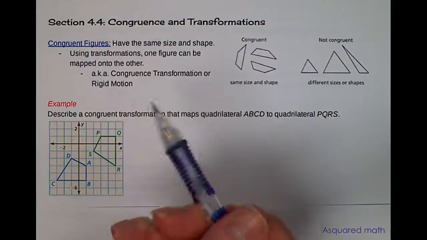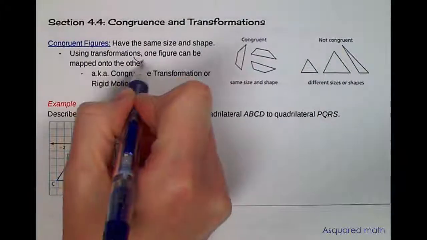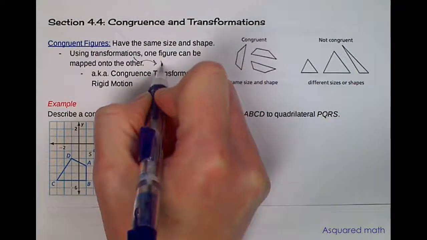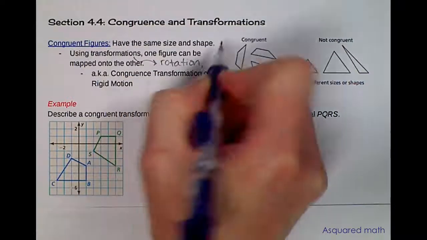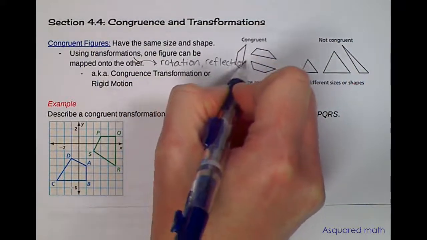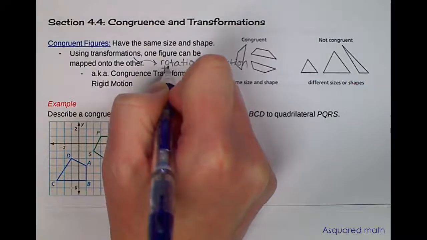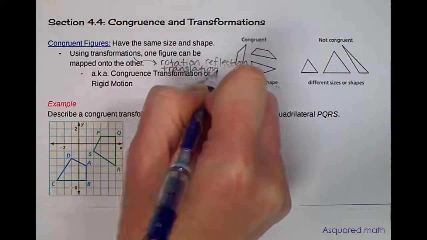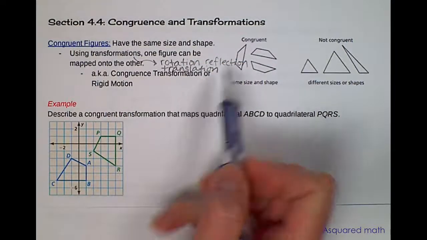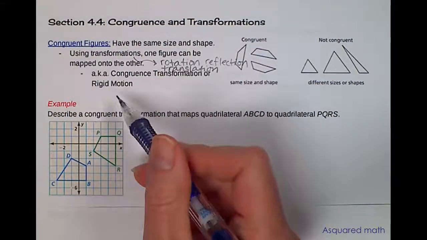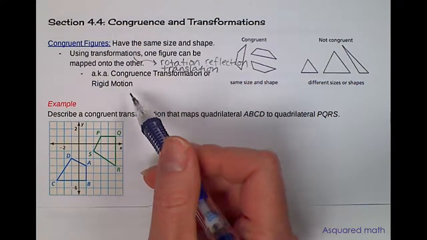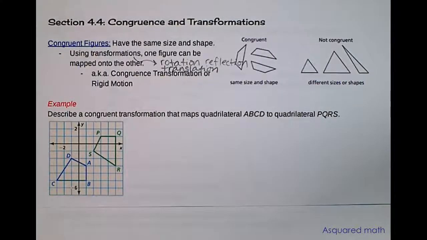And if you recall, a transformation is a rotation, a reflection, or a translation. Congruent transformation is also known as rigid motion or isometric motion. So let's do an example down here.